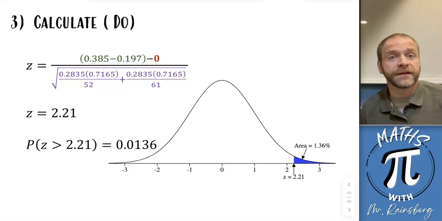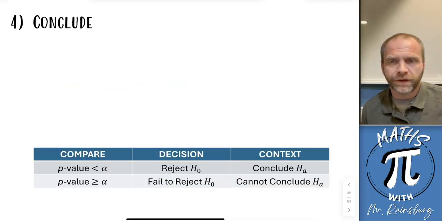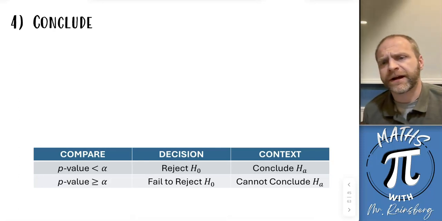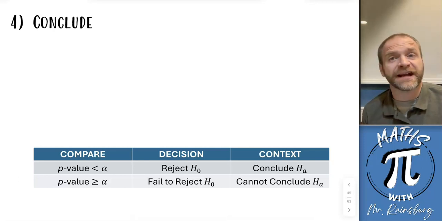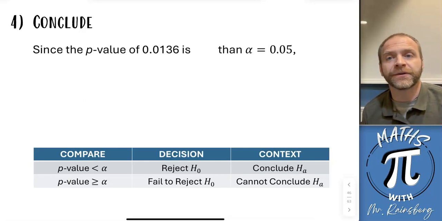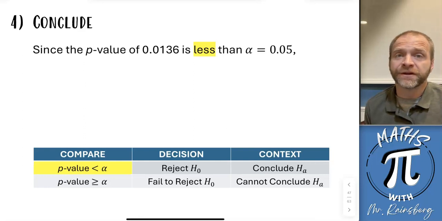There's your calculation. Time to conclude. And so my conclusion, I'm going to pull up what we have on the posters in the room: how does our p-value compare to our alpha level, what's our decision, and the context that we're dealing with. Looking at this one, I can see right away that the p-value of 0.0136 is less than my alpha level of 0.05.